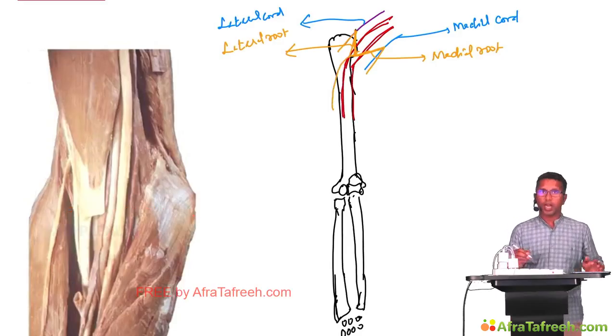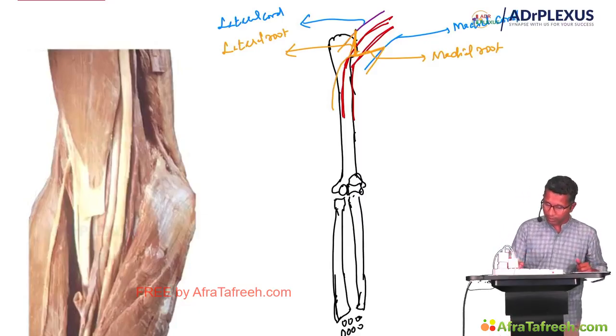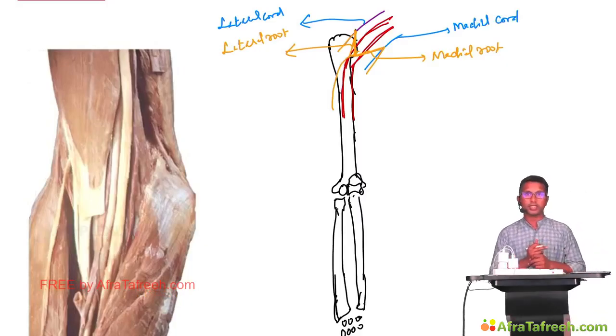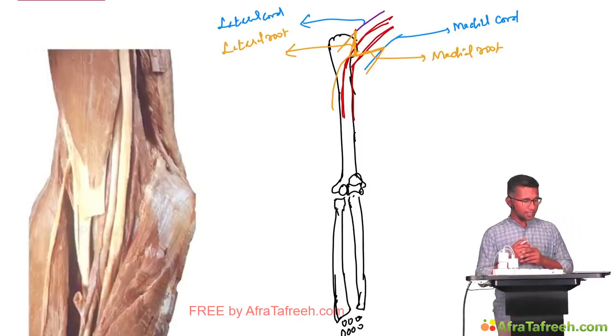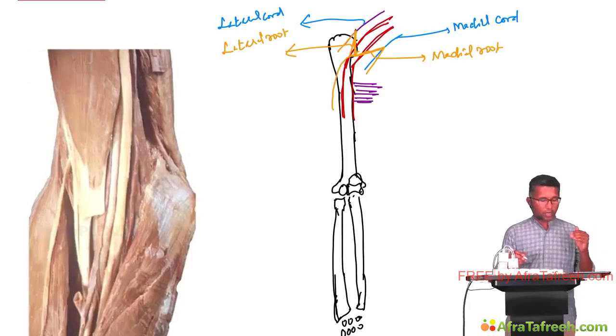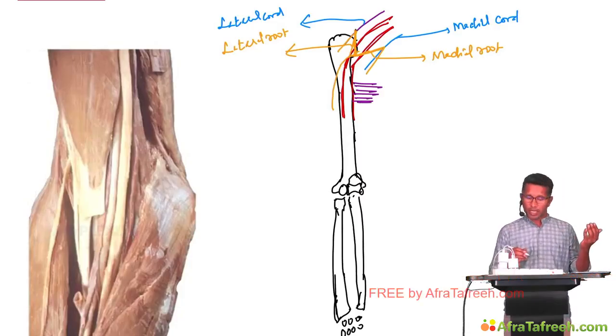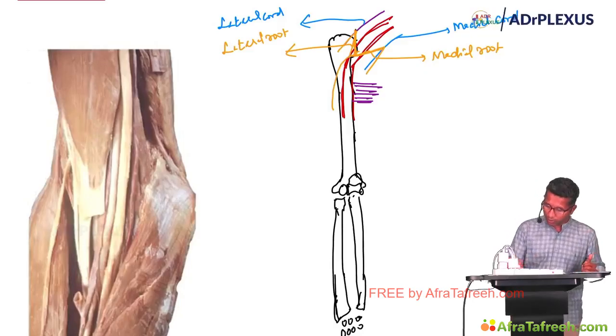Can anybody tell me at what level the axillary artery continues as the brachial artery? Anybody from the audience? I hope you guys have been studying. I'm just expecting a few answers. See, there is a muscle which is here. This is called the teres major muscle. From the lower border of the teres major muscle, we call this artery the brachial artery. So the axillary artery continues as the brachial artery from the lower border of the teres major.